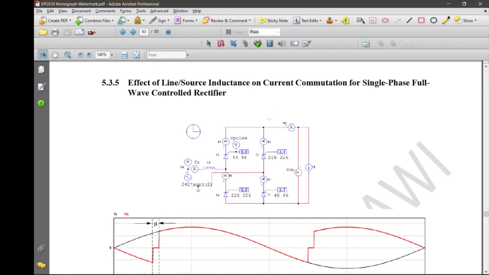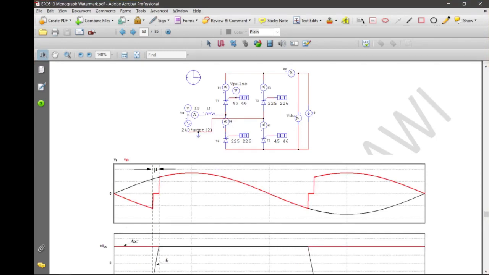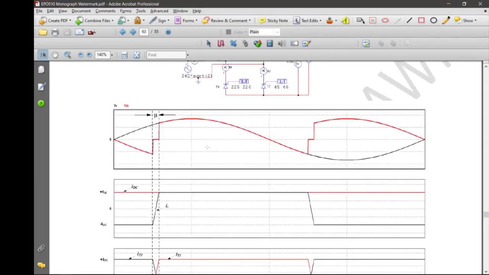So that's why during the overlap period, in the commutation interval, there are two names. One is the overlap period, the other one is the commutation interval. They are all the same with respect to that overlapping of current. So during that time you have 0 voltage across your output. This is the output.